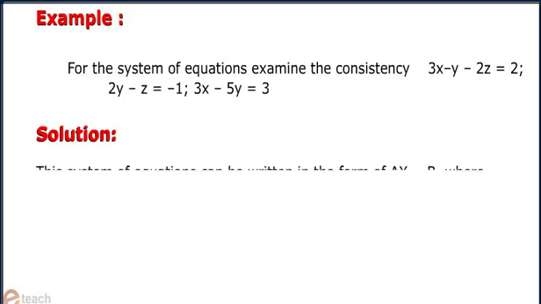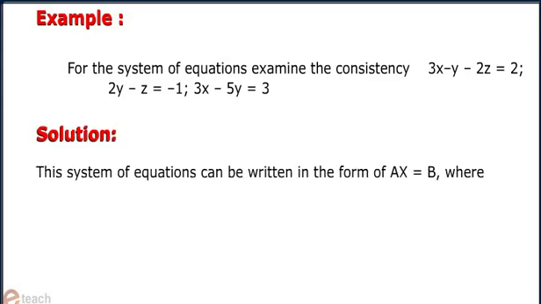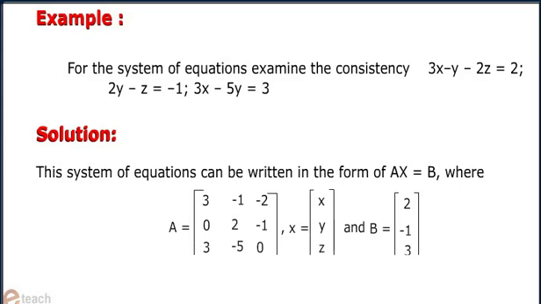This system of equations can be written in the form of AX is equal to B, where A is a matrix formed by the coefficients of the variables x, y, and z. X is a matrix formed by the variables x, y, and z, and B is a matrix formed by the constants of the system of equations.